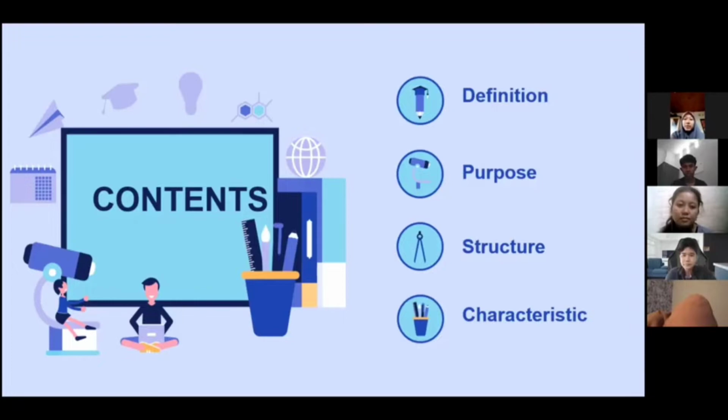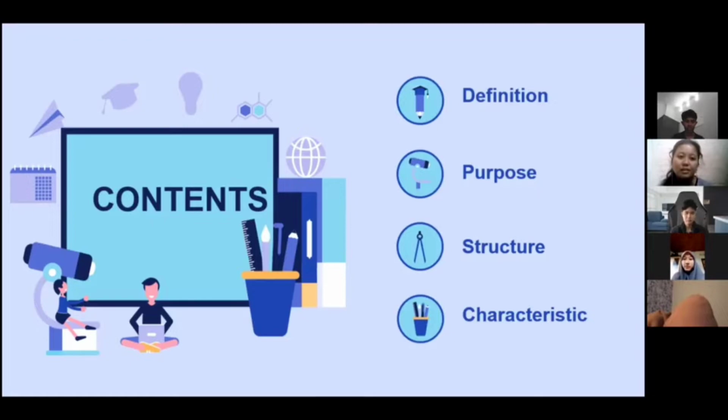I think the report text, also known as informational report, is a kind of text that includes a piece of information about an event or situation. I think that's all from me, Miss. Okay, thank you, Krishna. Next, who wants to explain? Okay, you can, Bayu, please.